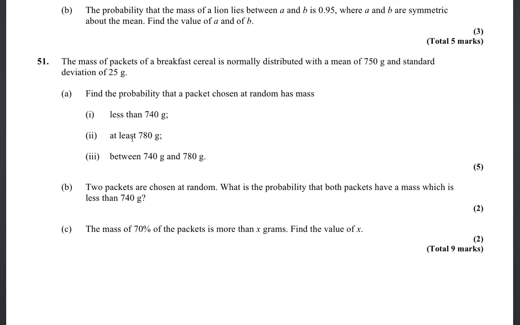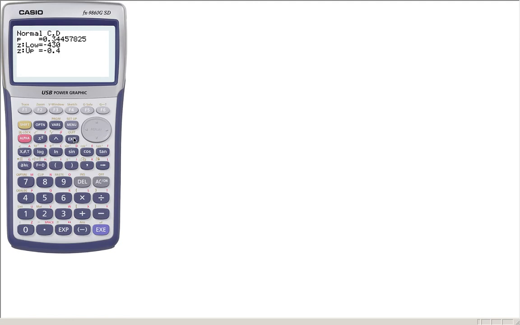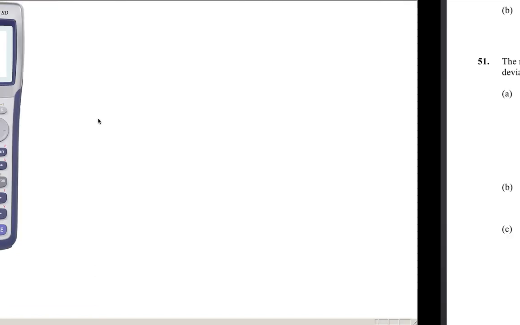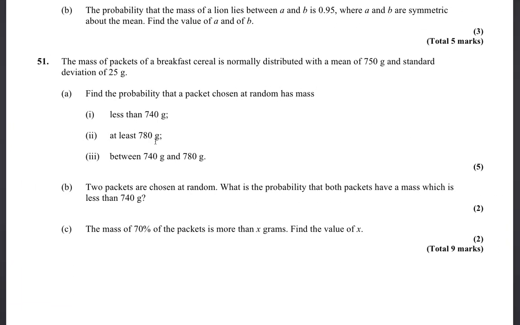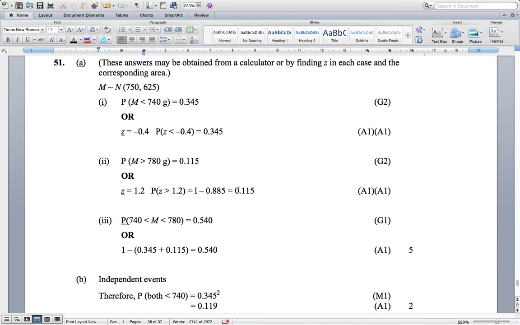0.345. Find the probability that the packet chosen at random has mass at least 780 grams. So which means P of X greater than or equal to 780. So the lower limit will be 780 and the upper limit will be 10,000. Everything else remains the same. So the probability is 0.115. So for this one, the answer is 0.115, the probability.